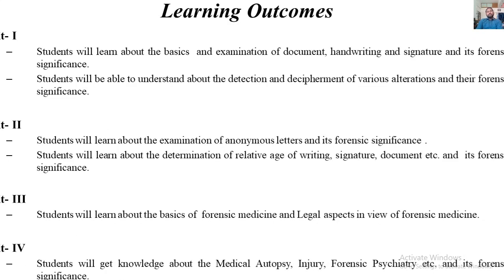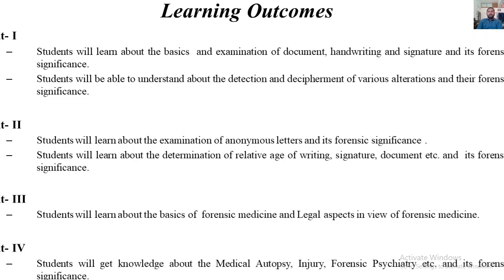Now once students are done with learning all these 4 units, what they are going to get at the end of this paper. So here from unit number 1, student will learn about the basics and examination of document, handwriting and signature and its forensic significance. Also student will be able to understand about the detection and decipherment of various alterations and their forensic significance. Then from unit number 2, student will learn about the examination of anonymous letters and its forensic significance.